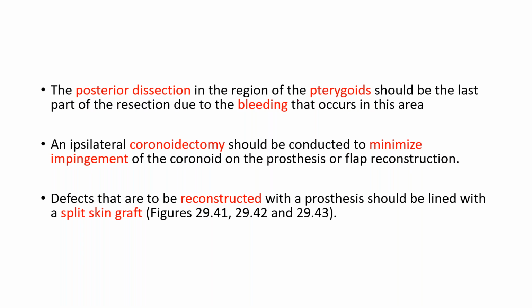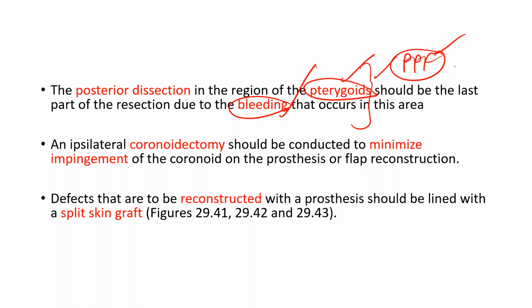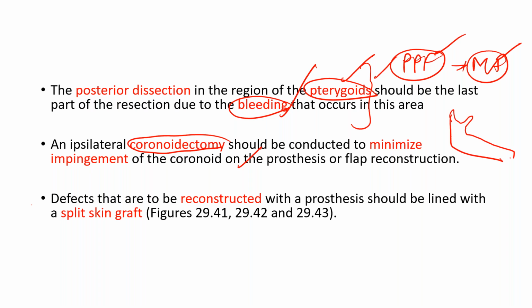In the posterior dissection in the pterygoid region, there can be a chance of bleeding because of different arteries in the pterygopalatine fossa; very important branches of the maxillary artery can be there, and they can lead to bleeding. Coronoidectomy is also used to minimize the impingement of the coronoid and the prosthesis. What is coronoidectomy? This is the mandible, and this is the coronoid process. When you are removing the maxilla, you have to do the coronoidectomy also for prosthesis placement or flap reconstruction.